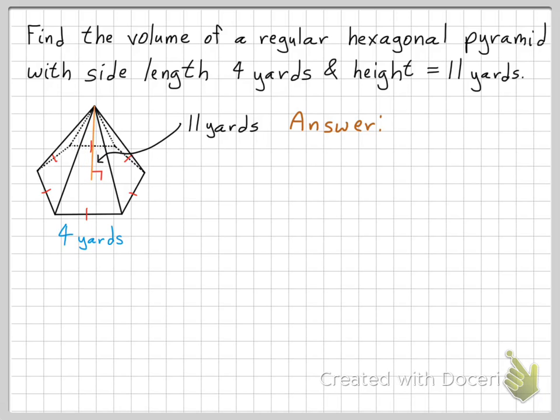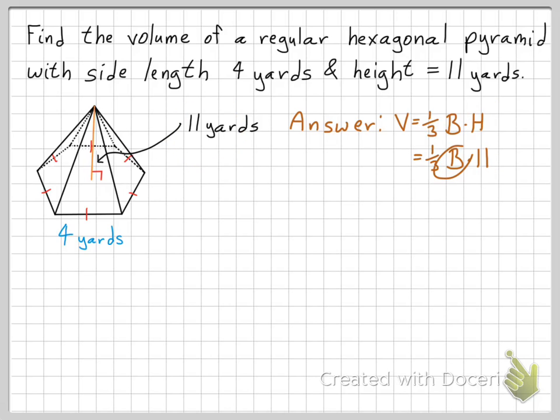Okay, so let's work on the answer here. Let's start with the formula. The formula is 1/3 area of the base times height. Okay, so let me go back here. 1/3 area of the base times height. And 1/3 obviously remains 1/3. The height of this figure is 11, okay, that we get from here.